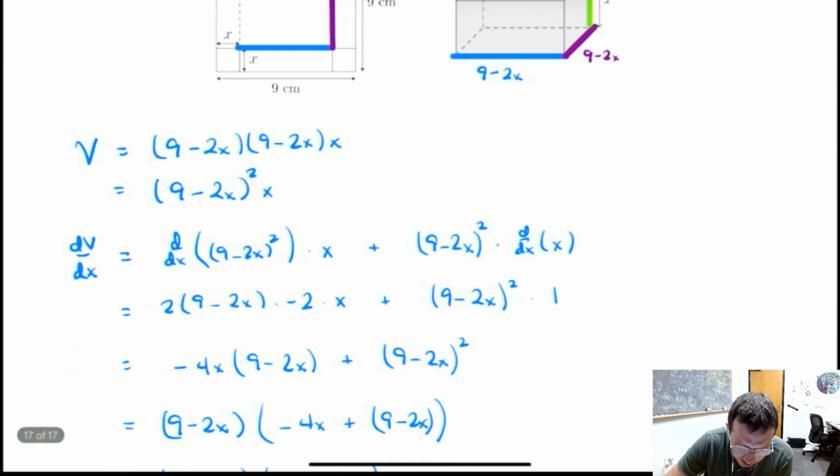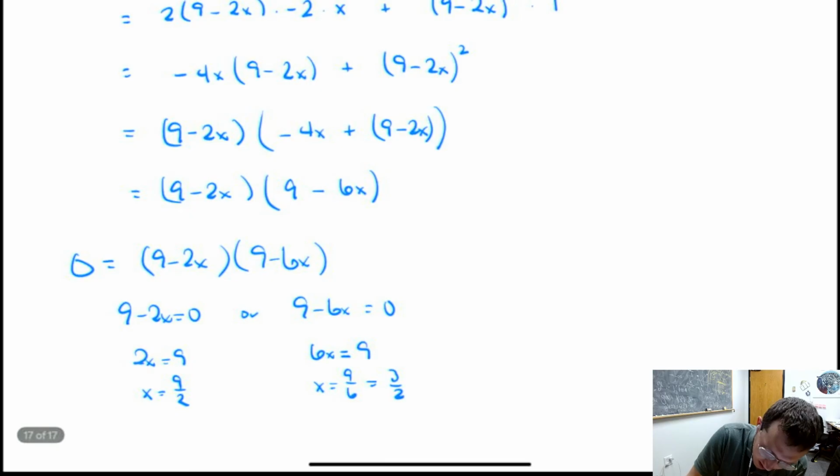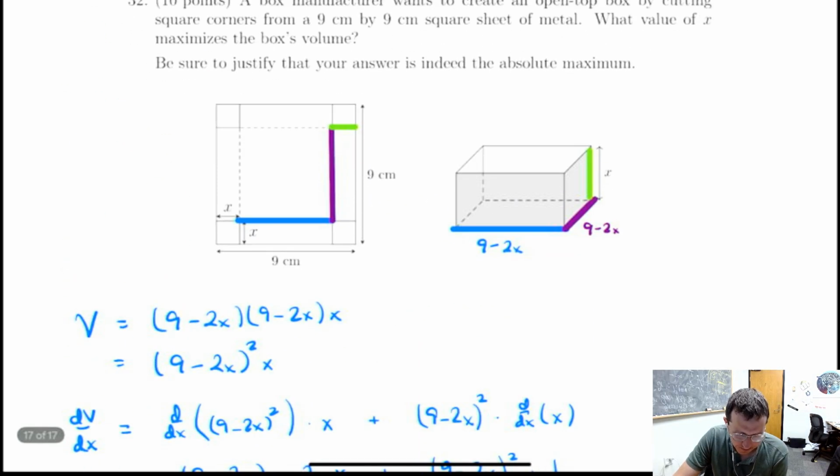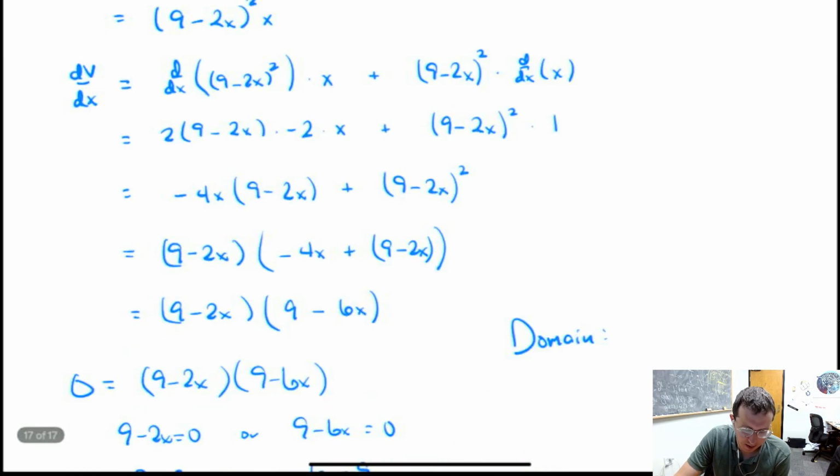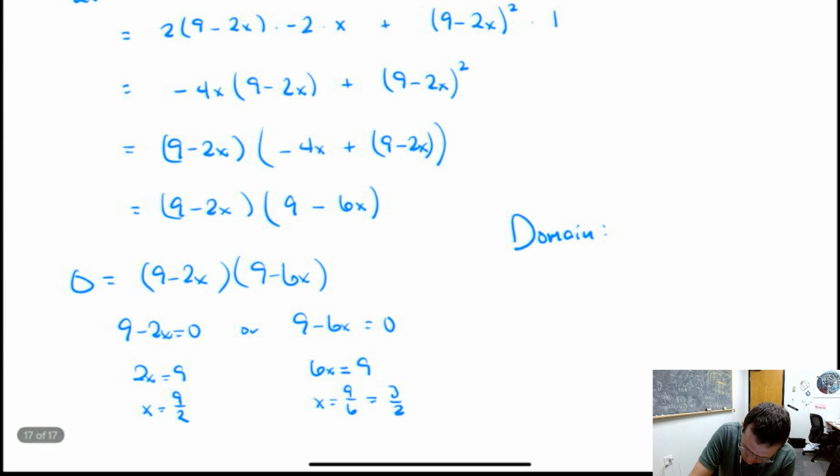Here, I would say the domain is... Well, what's the smallest that x could be? It definitely cannot be smaller than 0. Can x be 0? I would say yeah.